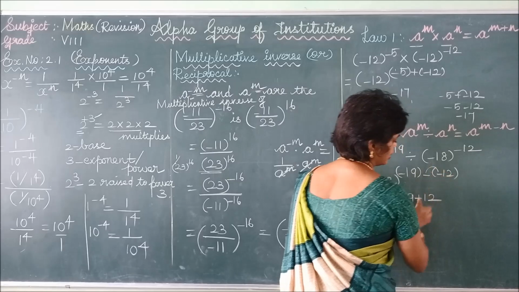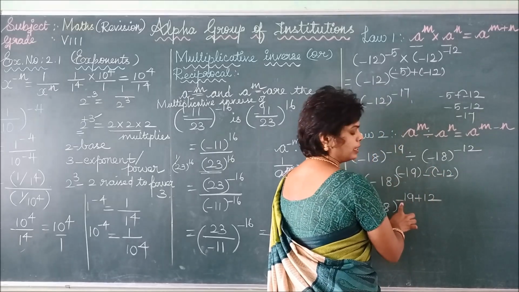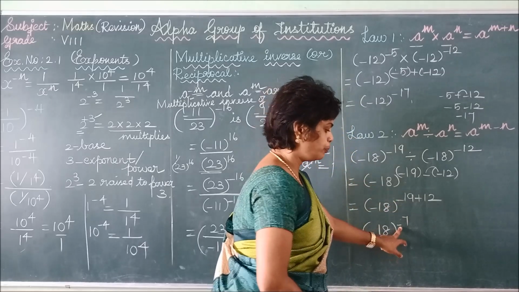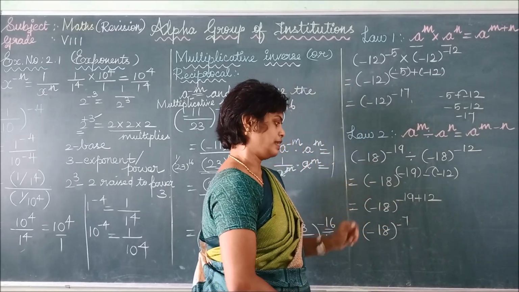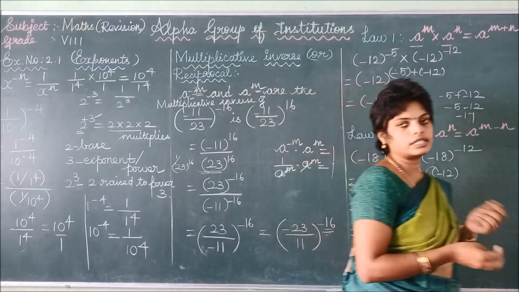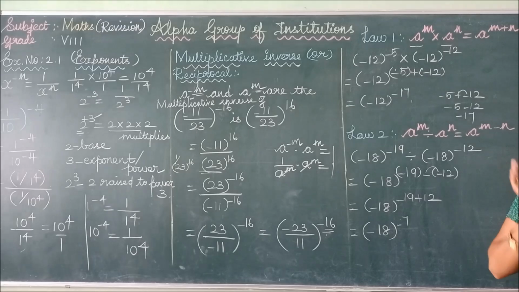Minus into minus is what? Plus. So minus 19 plus 12. What is the biggest number? Minus 19 is the biggest number, so you have to put the negative sign and subtract those values. 19 minus 12 is what? 7.